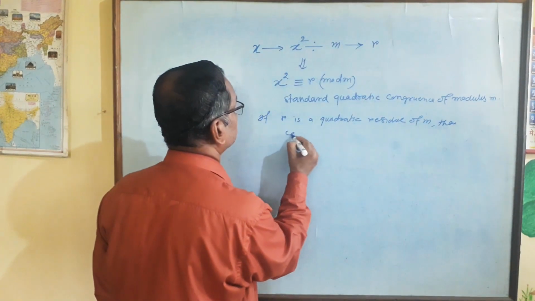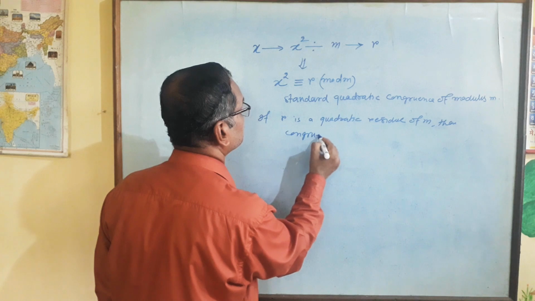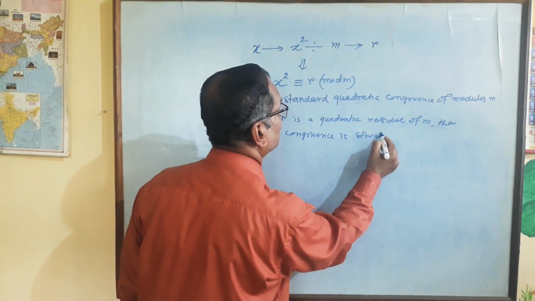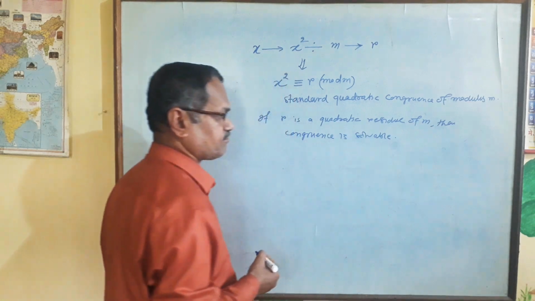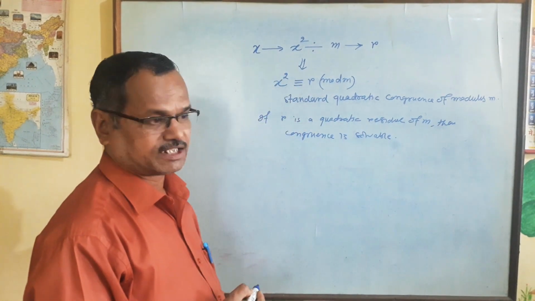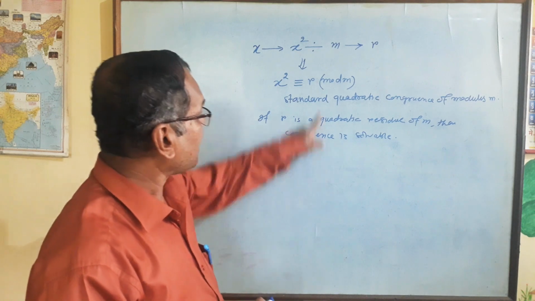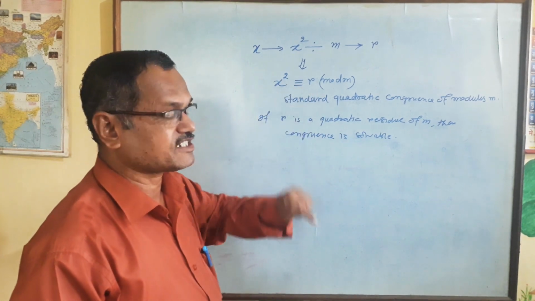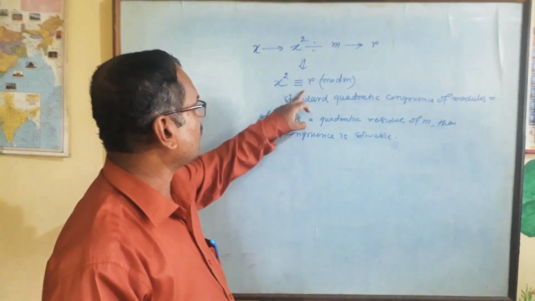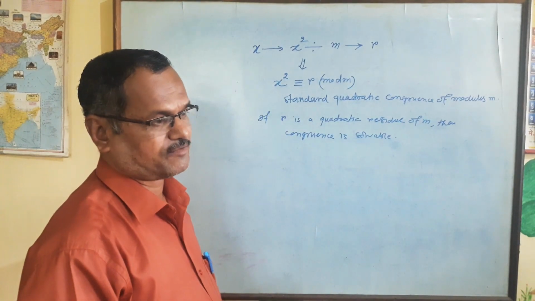Then the congruence is solvable. If r is a quadratic residue, then it is solvable. Otherwise, it is not solvable. That means if r is not a quadratic residue, that is, a non-residue, then the congruence is not solvable.